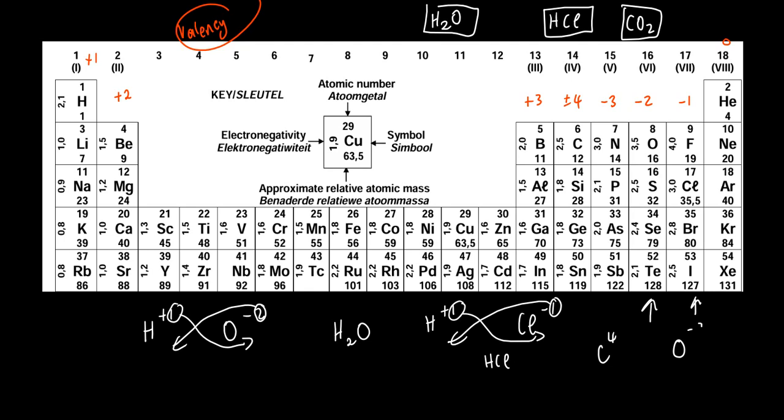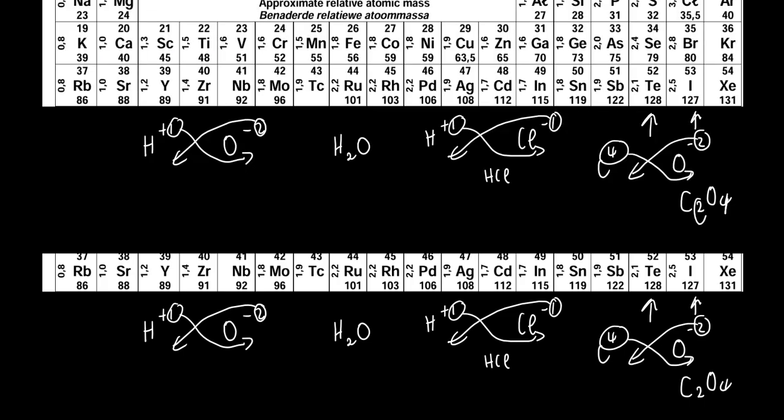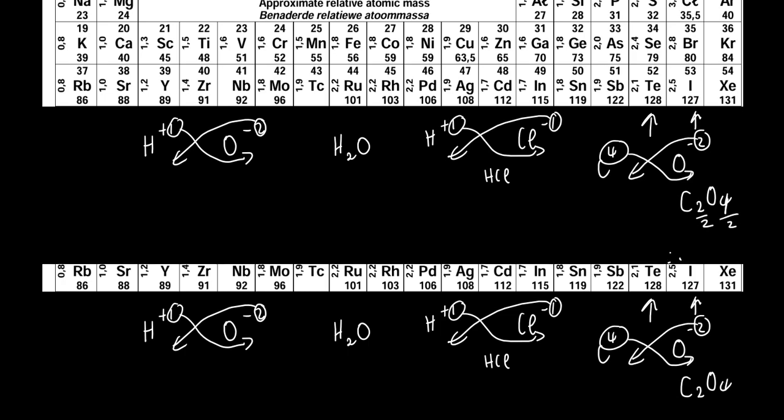minus 2. So the 2 is gonna come here and then the 4 is gonna come there. So therefore you will have C2O4. This is what you will have, right? You will have C2O4. Then because you have a common factor, you divide by 2, divide by 2. Therefore that's why you have CO2. So that's where carbon dioxide comes from.